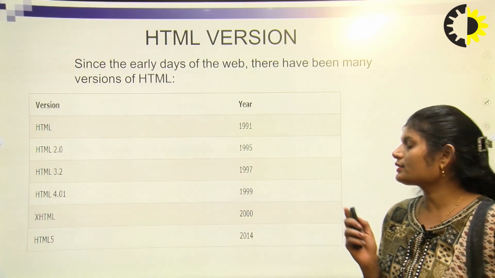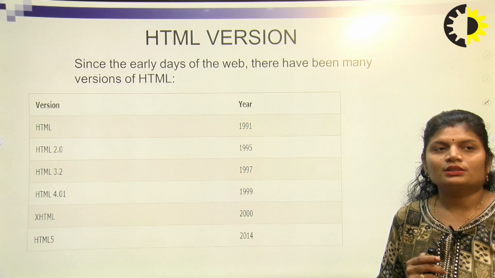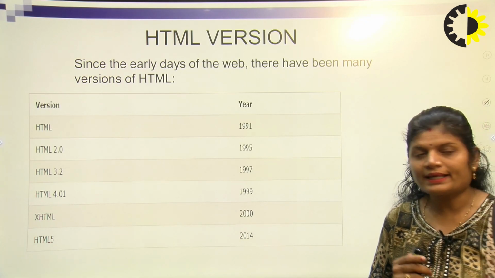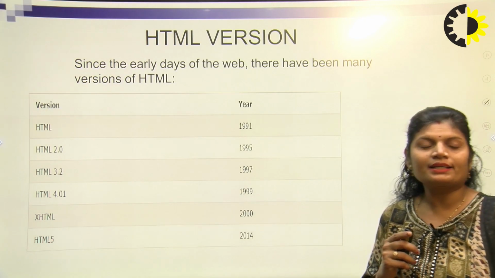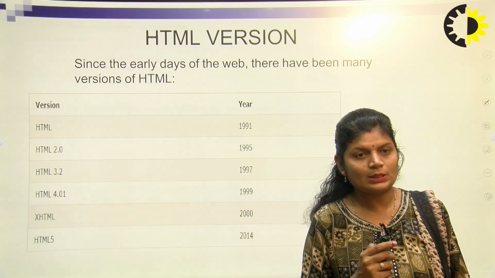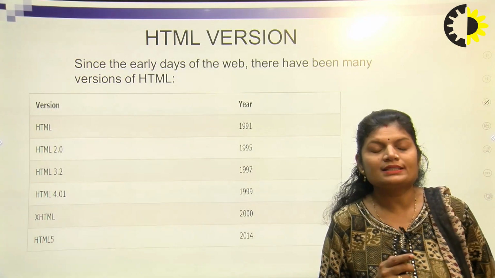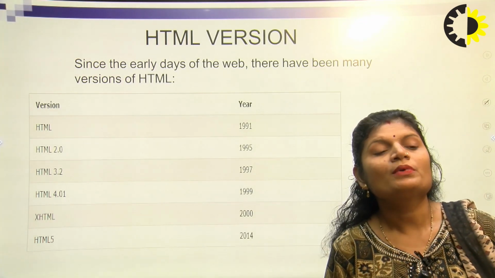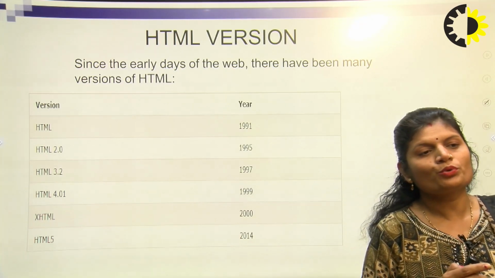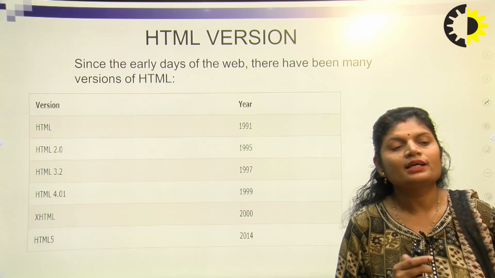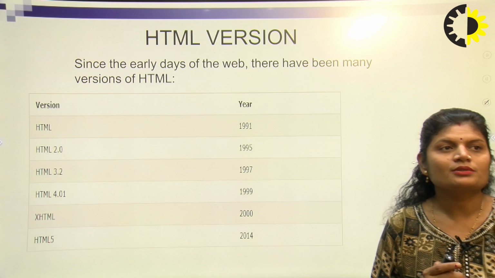So these are the different versions of HTML. Since the early days of the web, there have been many versions of HTML. In 1991, the version is HTML. In 1995, the version is HTML 2.0. In 1997, HTML 3.0 came, and in 1999, HTML 4.01. From 2000, XHTML arose, and from 2014 till now, HTML5 is being used.